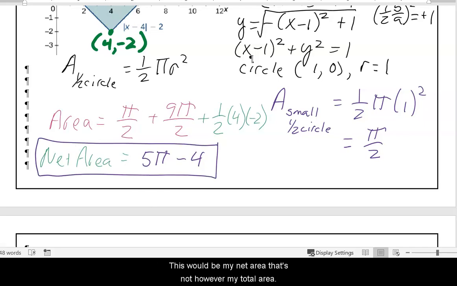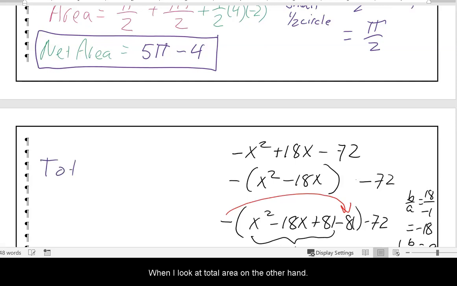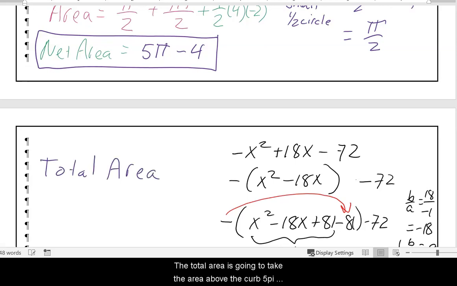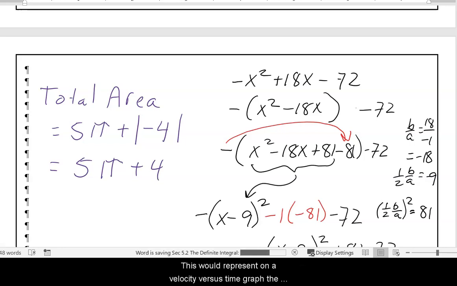That's not, however, my total area. If these represented some kind of velocity versus time graph, this would be my displacement from where I started my trip. When I look at total area, on the other hand, the total area is going to take the area above the curve, 5 pi, and add to that the absolute value of the area below the curve, in this case negative 4. That would give me a total area of 5 pi plus 4. This would represent, on a velocity versus time graph, the total distance traveled.